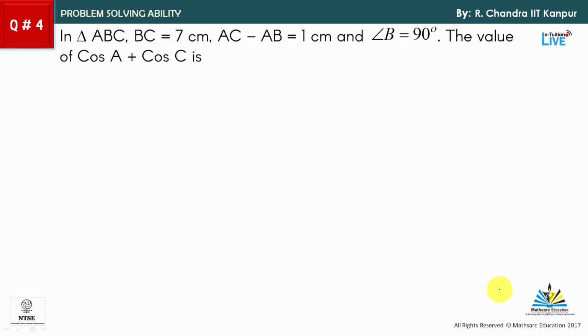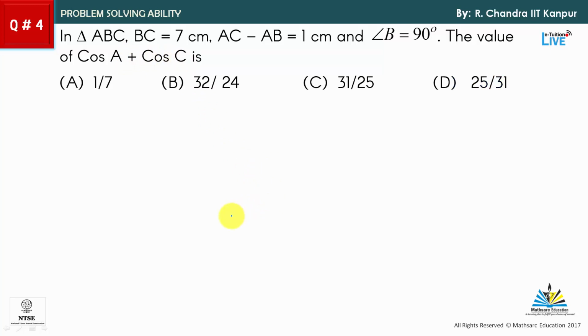Let's say we have the next problem, question number 4. In triangle ABC, BC is equal to 7 cm, AC minus AB is equal to 1 cm, and angle B is equal to 90 degrees. The value of cos A plus cos C is, you have to find this value. There are 4 options, as you can see. So the answer for this question is option C.